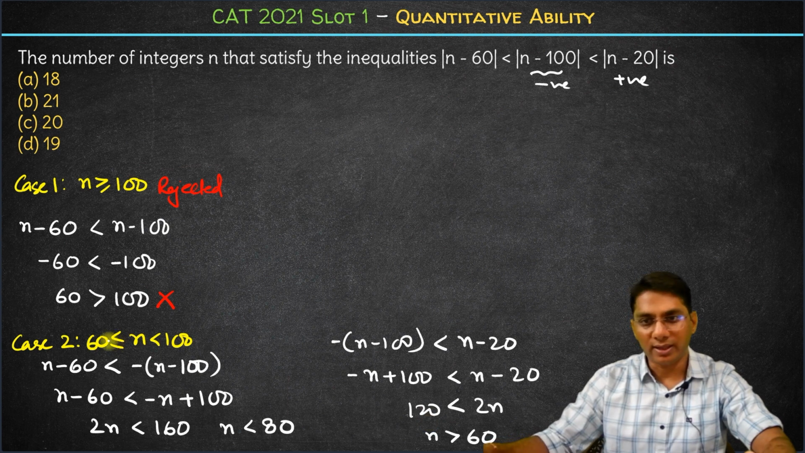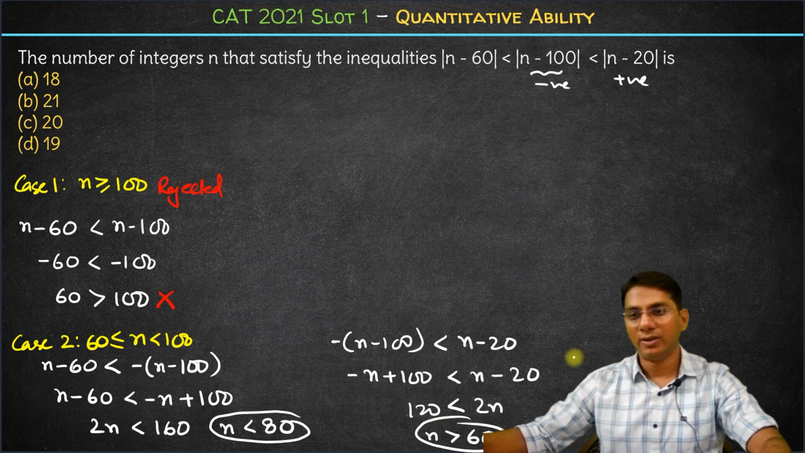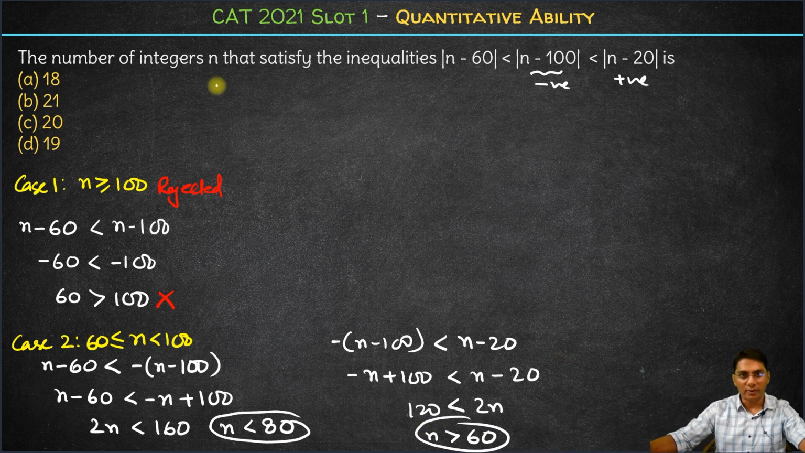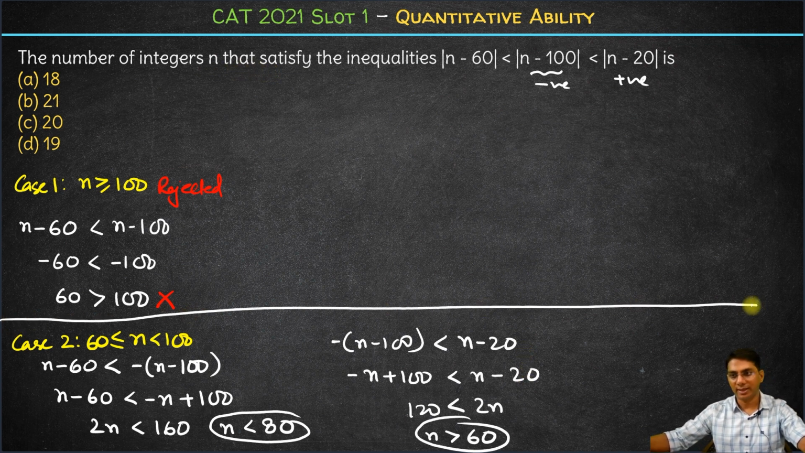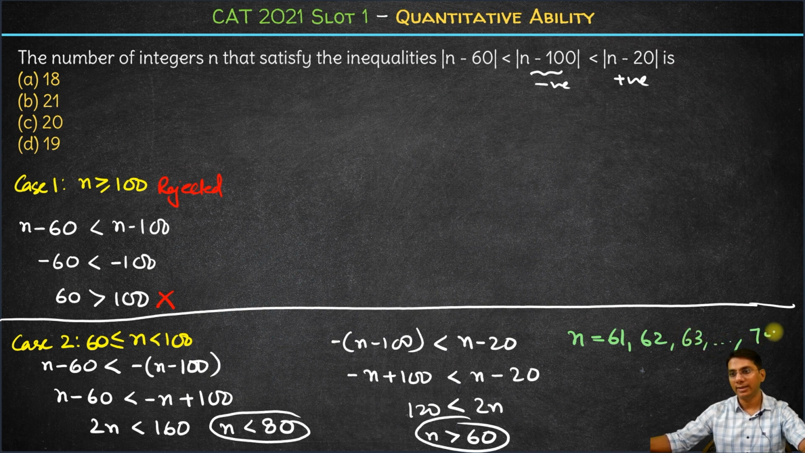So we won't have an inequality here. The solution that we get is n is less than 80 but n is greater than 60. So what we need to figure out is the integral values of n. The integral values of n from this case are n between 60 and 80, both not included. So n can be either 61, 62, 63, and so on till 79.